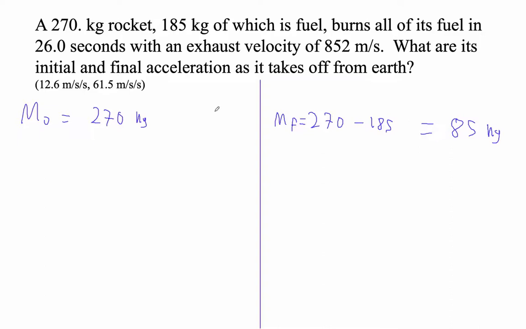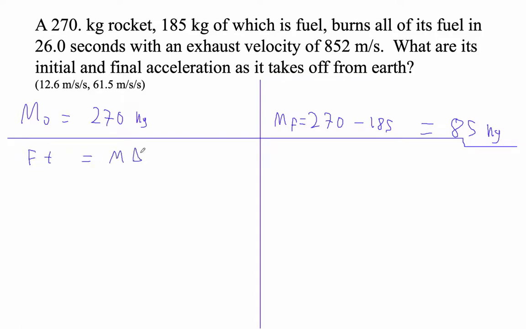Okay. Let's figure out the thrust of the engine, too. I feel like we should do that. Okay, so force times time is mass times delta V, so force times, and it takes 26 seconds to burn the fuel, right? So 26 seconds. It burns 185 kilograms of fuel. Okay, so just be careful, right? Don't use the mass of the rocket. Don't burn the whole rocket. Everybody wants to burn the whole rocket. Just burn the fuel, okay? And then our delta V is 852.